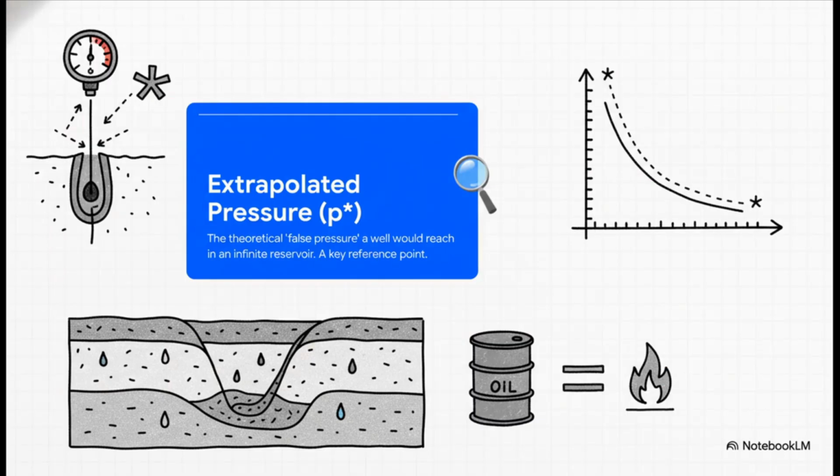And our final prize is that P-star value we talked about. Now, even though it's a theoretical pressure, it acts as this absolutely critical anchor point. It's the key that unlocks our ability to calculate the average reservoir pressure, which is what helps us estimate how much oil and gas is actually down there.